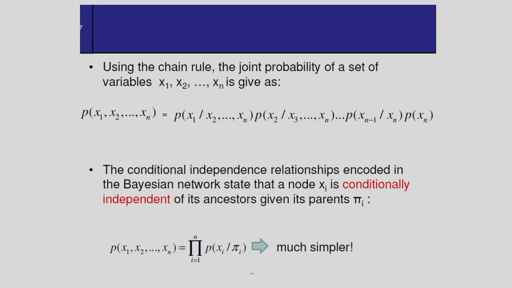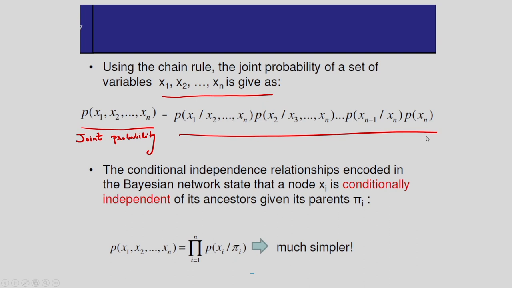Now we are considering the chain rule in probability. You know the chain rule in probability. The joint probability of a set of variables, the set of variables are x1, x2, x3 like this. So we are considering these variables and the joint probability. By the chain rule, you know how to write this joint probability. We can write it like this: probability of x1 given x2, x3 up to xn. Next, the probability of x2 given x3, x4 up to xn. And finally, the probability of xn. So we can represent it like this.